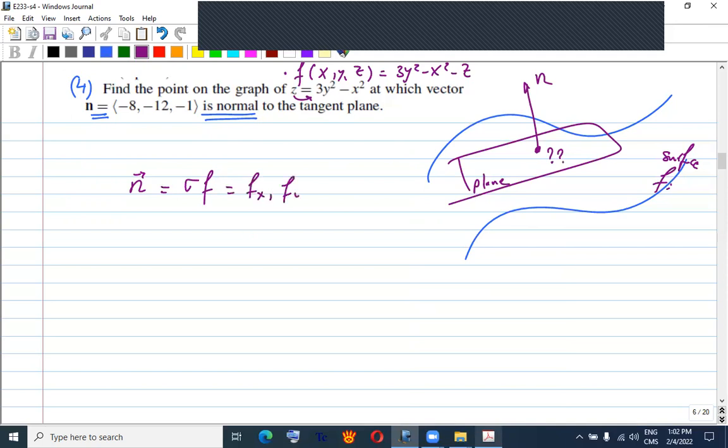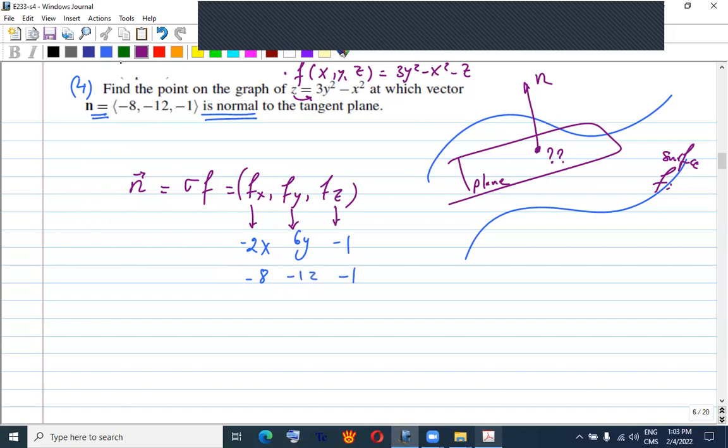So what is your gradient of f right here? That's fine, because the points would be in letters. How much is fx? Sorry, x squared. I mixed them up. So minus 2x for fx, then fy is 6y, and fz is minus 1. Finish. Now, this is equal to the normal, and the normal is respectively the numbers below.